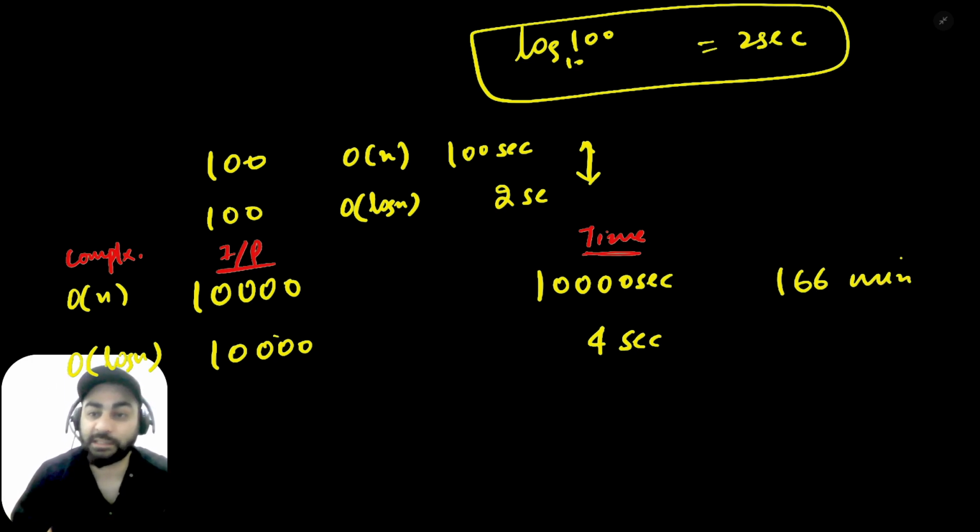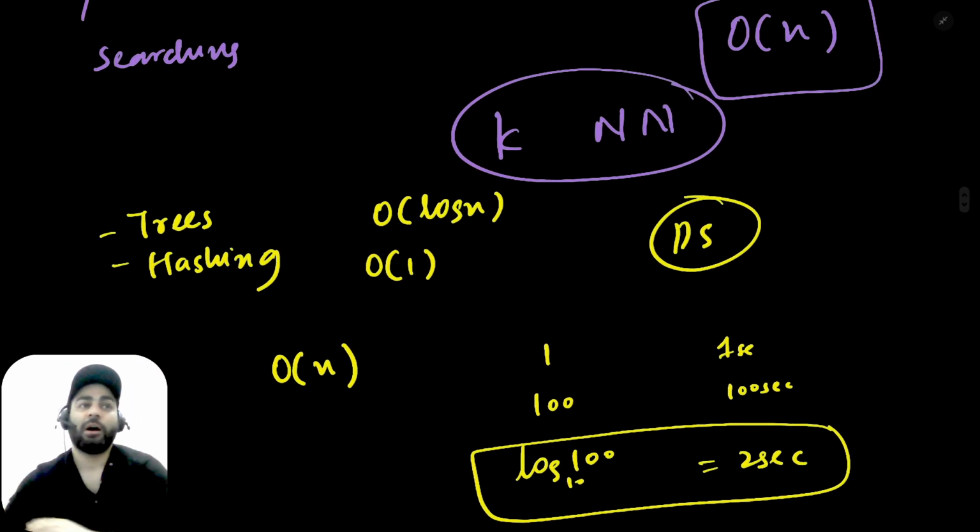That's nearly 3 hours. Okay, and if you see an order log n algorithm, which performs better than this linear one and does the work in log n time, then for these 10,000 elements it will take only 4 seconds. So from 3 hours to 4 seconds, this is a huge saving of time. And that's how you should know what algorithm to use internally.